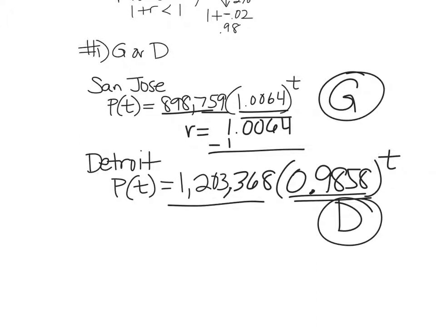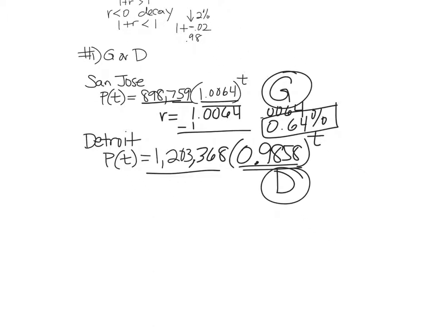So r would be 0.0064. But r is a percentage, so let's make that into a percentage, which would be 0.64%. So not quite 1%, but it still has a growth. There's still people slowly trickling in to the city.